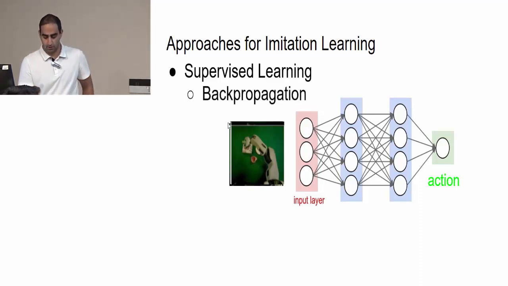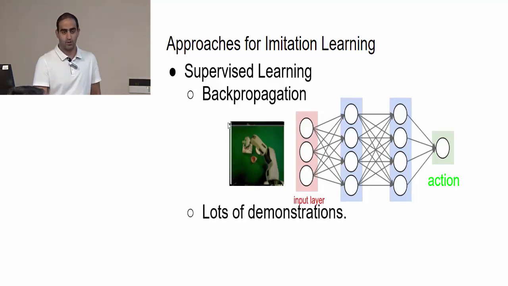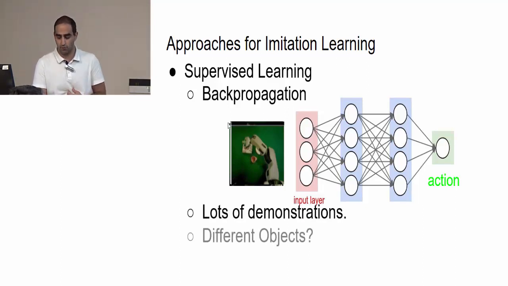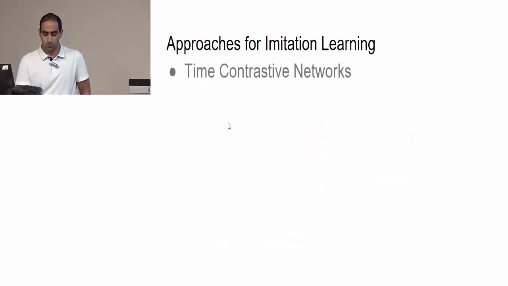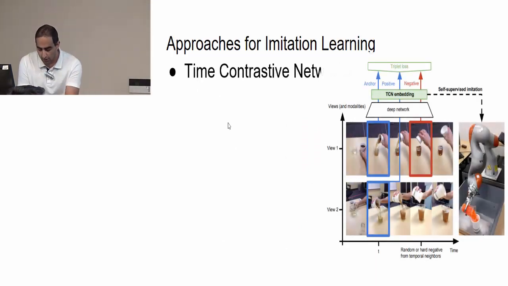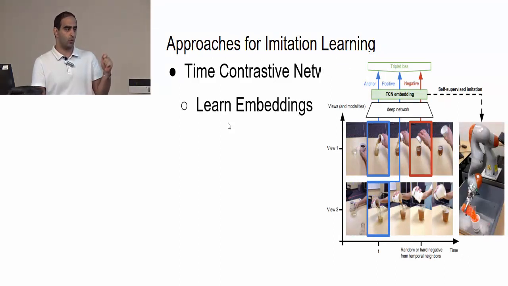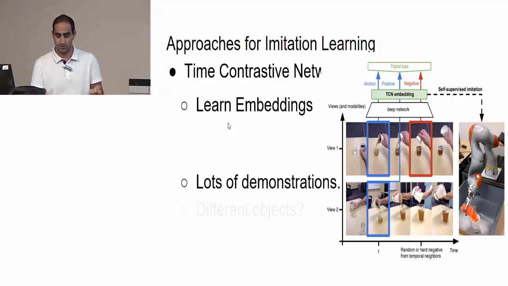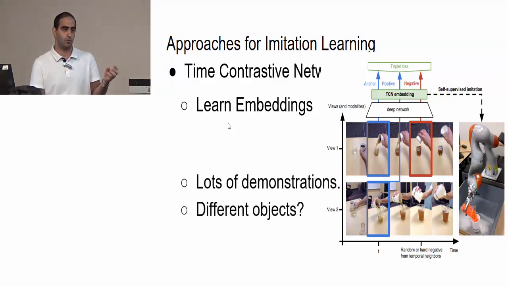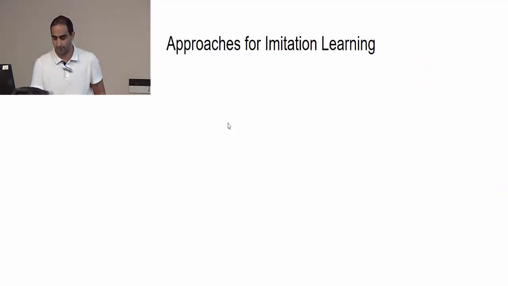And we use backpropagation for that, but the problem is it requires lots of demonstrations, and if we want to perform the task on different objects, we have to train from scratch. Another approach is time contrastive networks, which we discussed in the first lecture. The idea was to learn an embedding between the robotic and human domain, but it again requires lots of demonstrations, and for different objects we need to learn new embeddings.